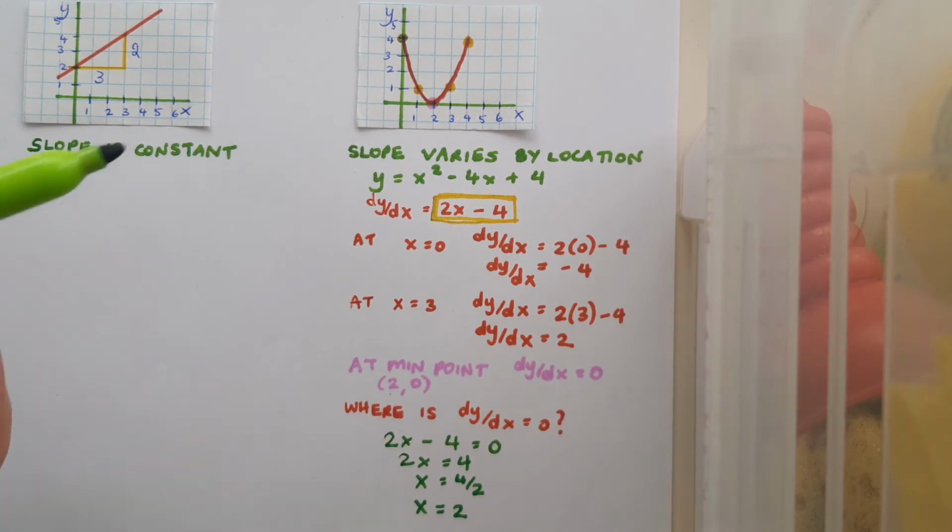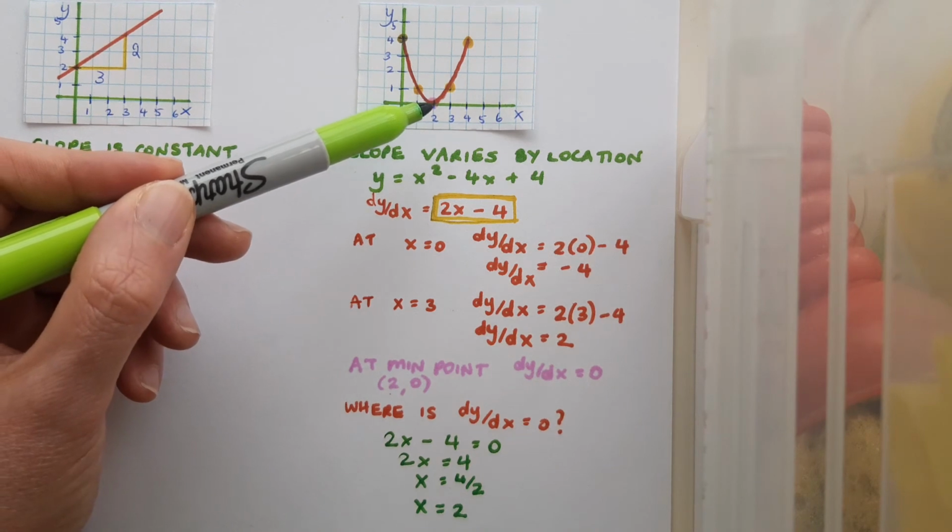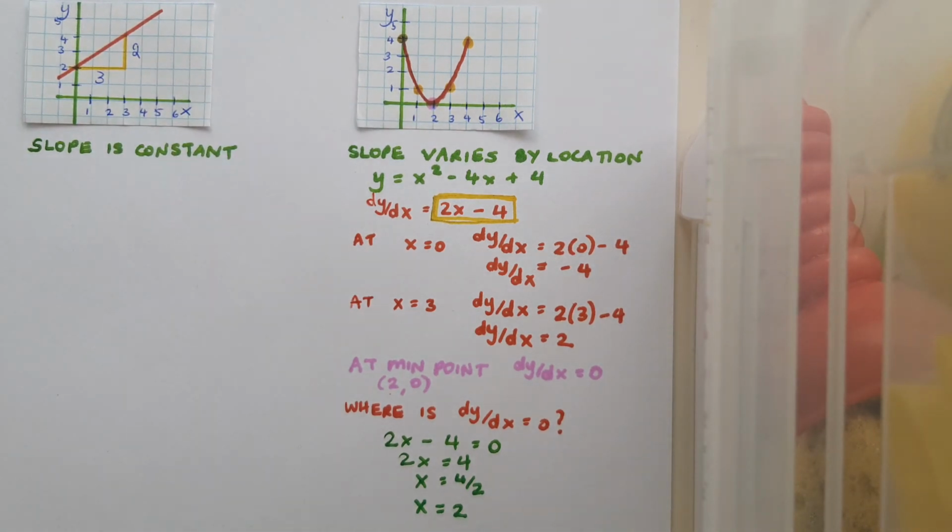Like I said, in this particular example, it was pretty easy to see that it was at the value 2 on the x-axis, but quite often you might have a quadratic or a different function where you don't have a diagram and it's not as obvious where that point is located.